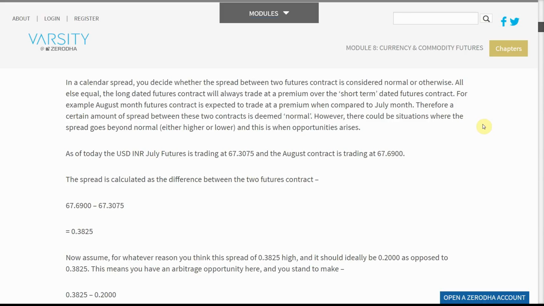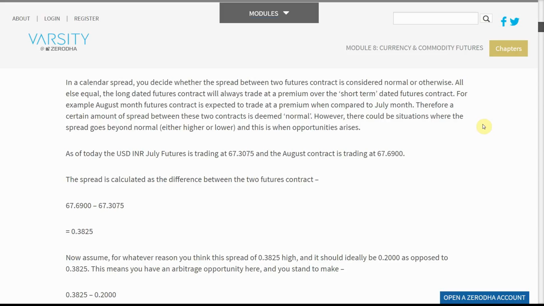All else equal, the long-dated futures contract will always trade at a premium over the short-term dated futures contract. For example, August month futures contract is expected to trade at a premium when compared to July month. Therefore, a certain amount of spread between these two contracts is deemed normal. However, there could be situations where the spread goes beyond normal, either higher or lower, and this is when opportunities arise.